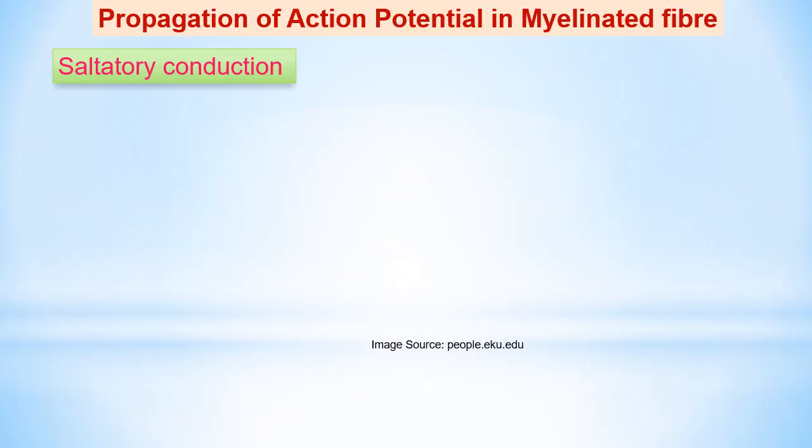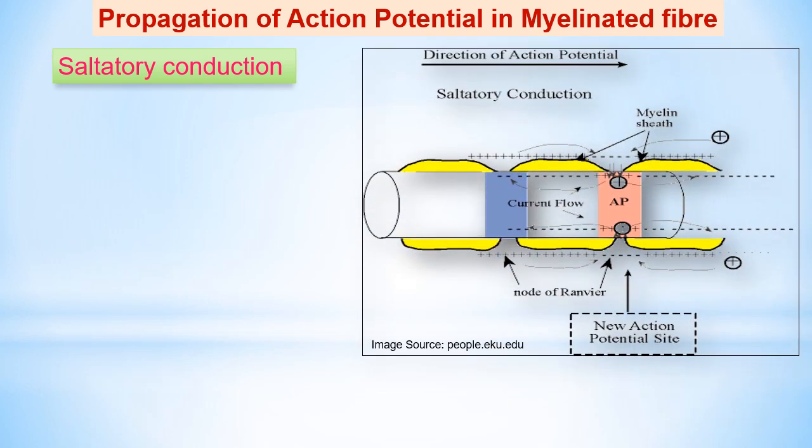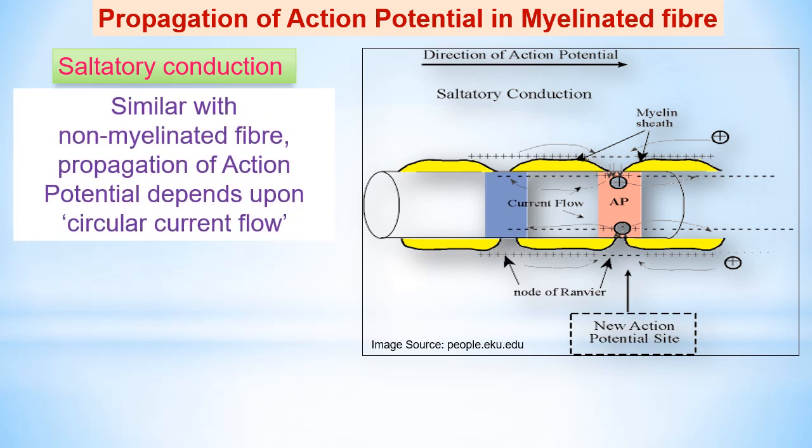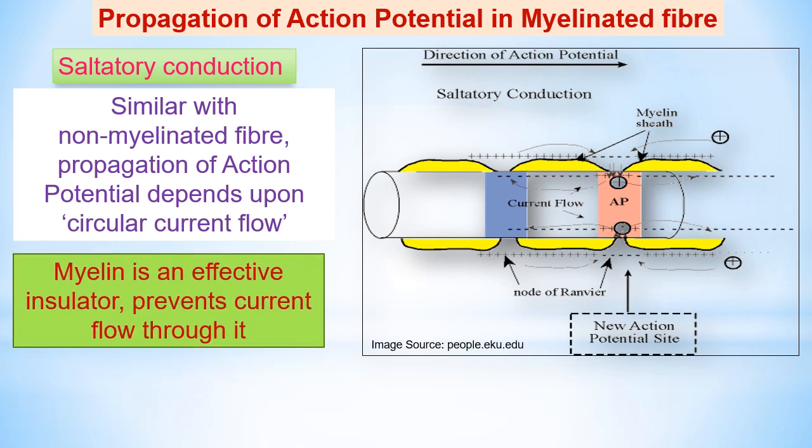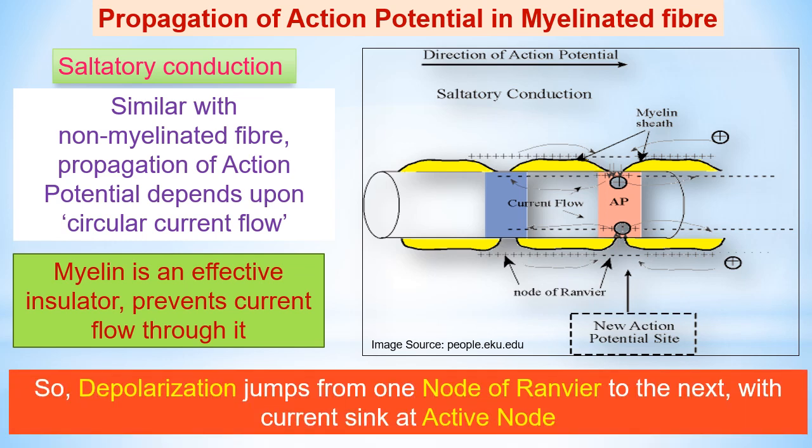Let us now discuss the propagation of action potential in myelinated fiber. In the case of the myelinated fiber, the propagation of action potential is called saltatory or jumping conduction. Similar to the non-myelinated fiber, propagation of action potential depends upon circular current flow. But myelin is an effective insulator and prevents current flow through it. So depolarization jumps from one node of Ranvier to the next, with the current sink at the active node.